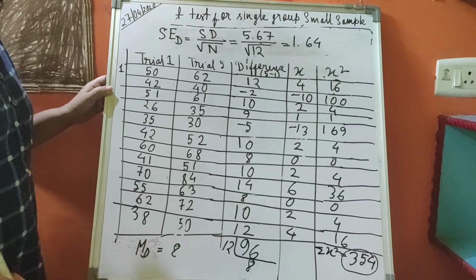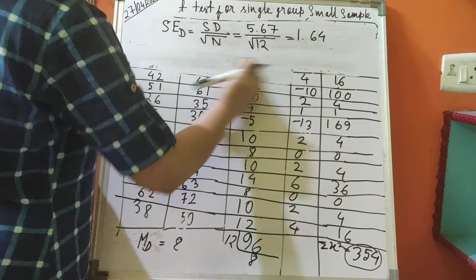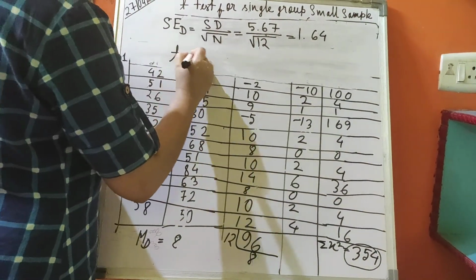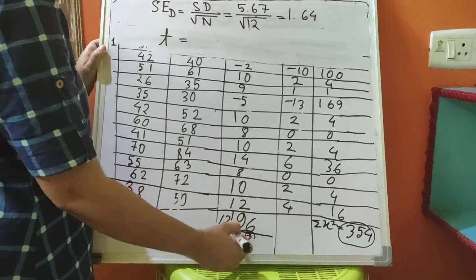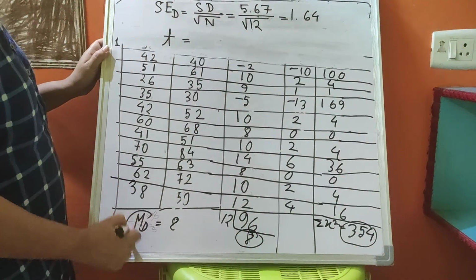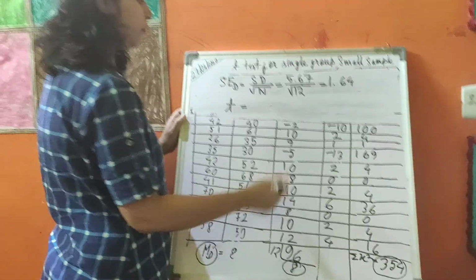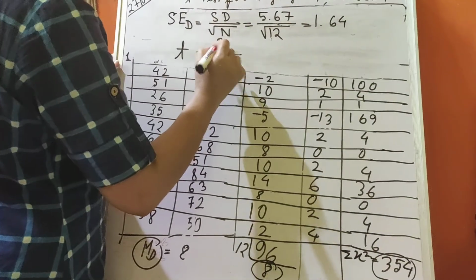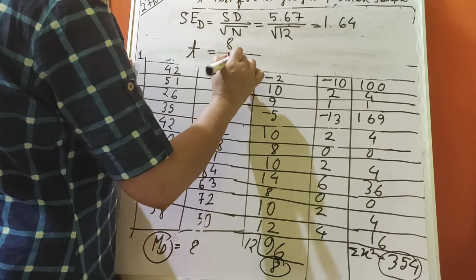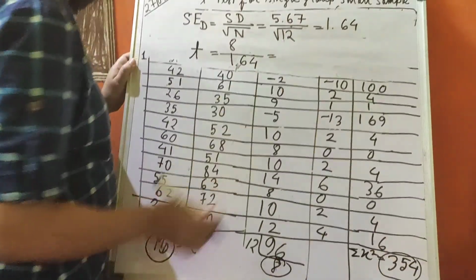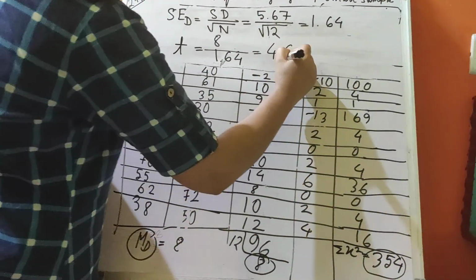Now the t value, we can easily calculate it. Here t will be the mean difference divided by the standard error of D. This 8 will be considered as the mean difference, because here we already found the difference of the scores and then calculated the mean value. So 8 divided by 1.64. So the value is 4.88.